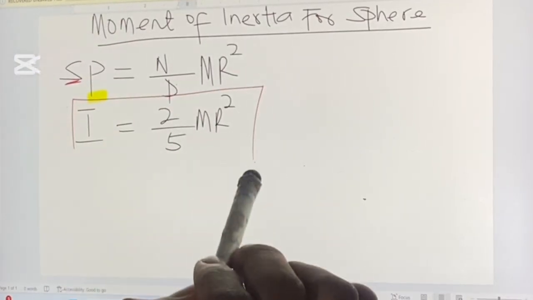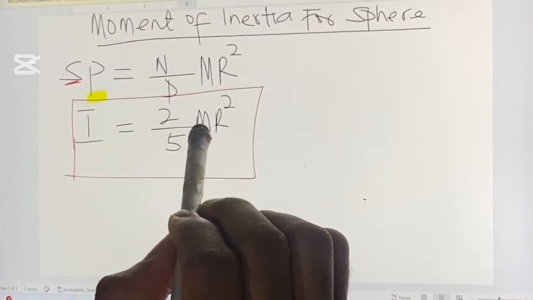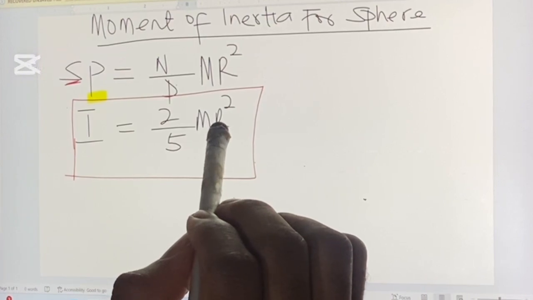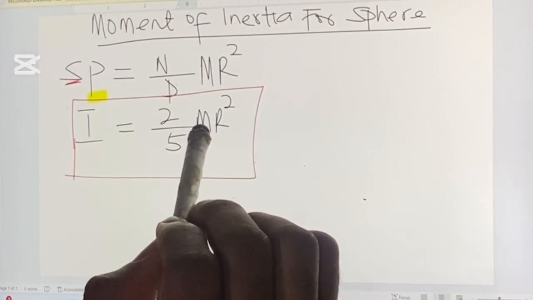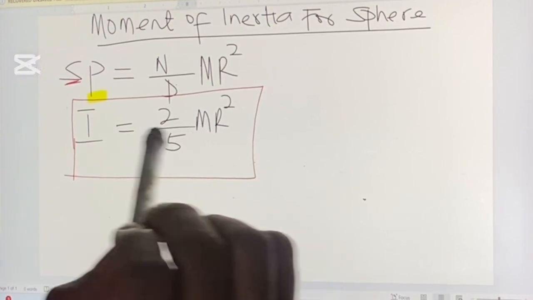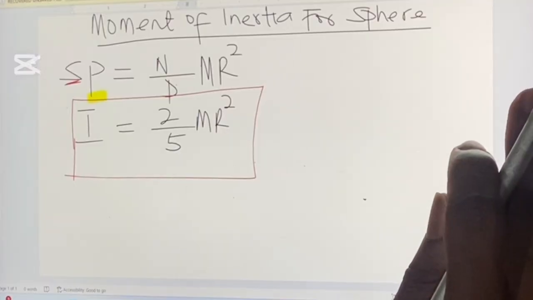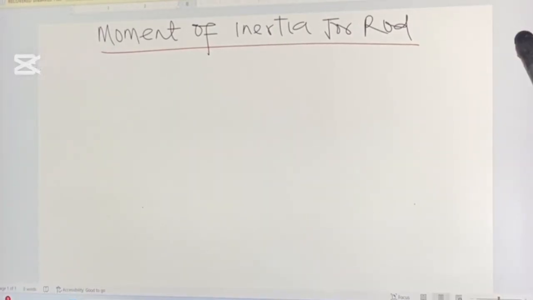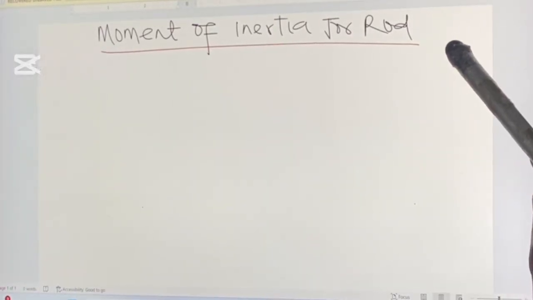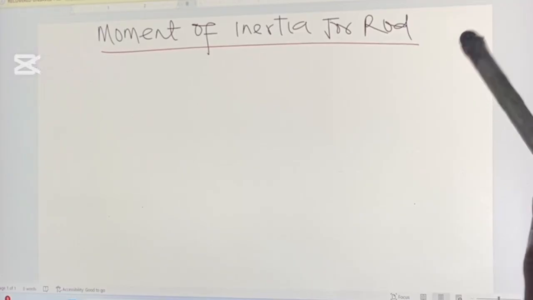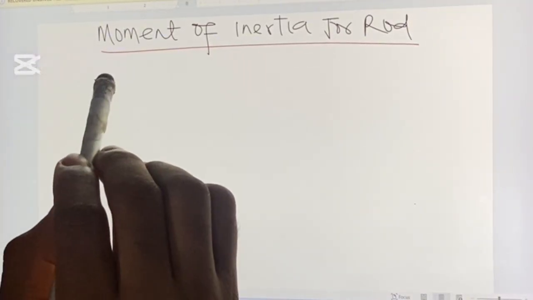Okay, it means that if you are given mass and you are given radius or diameter, you can easily replace the values and solve for the moment of inertia for a sphere. Please take note. So let's consider the next shape so we can know the formula for moment of inertia for rod. We have to take the first letter R. Please take note.